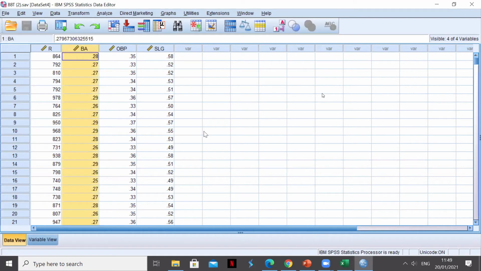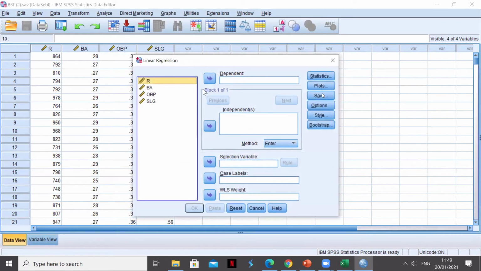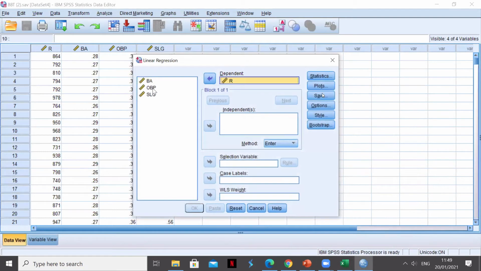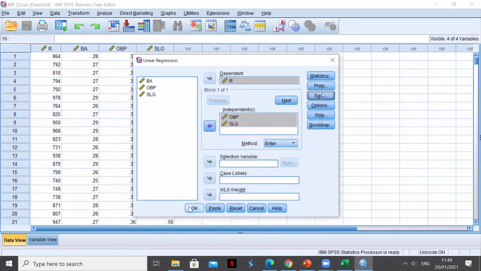First, we are going to make this model. Go to Analyze, Regression, and of course Linear. You're going to put the runs in the dependent, and we wanted to test if it depended on OBP, SLG. You're going to tick on Save, and tick the unstandardized predicted values, and also take the unstandardized residuals because we might need them later, but we don't need them now yet. You continue and you click on OK.